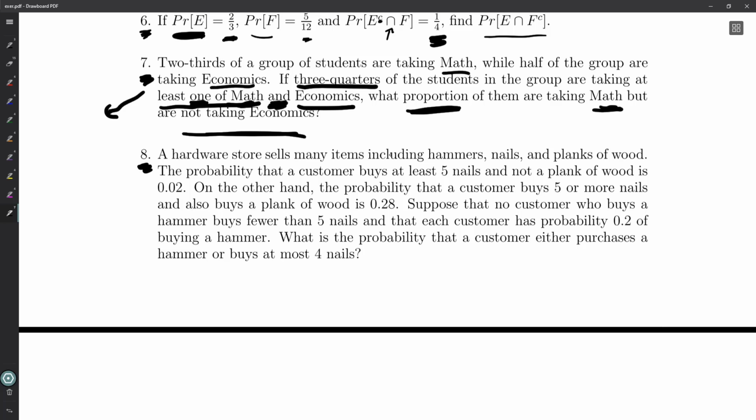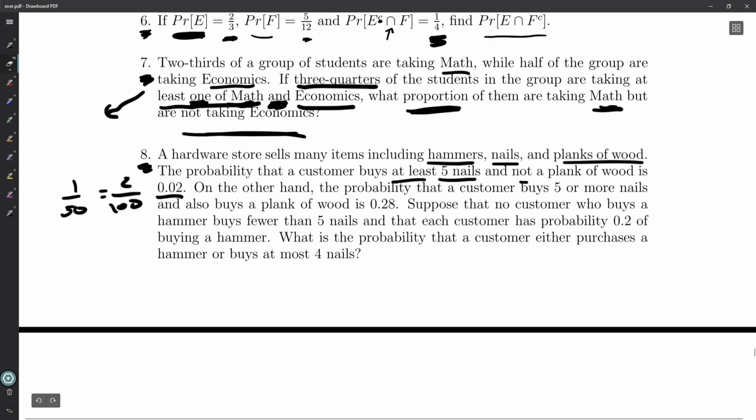8. A hardware store sells many items, including hammers, nails, and planks of wood. The probability that a customer buys at least 5 nails and not a plank of wood is 0.02, which is 1/50th, or I guess you could say 200th, if you're someone who likes fractions.